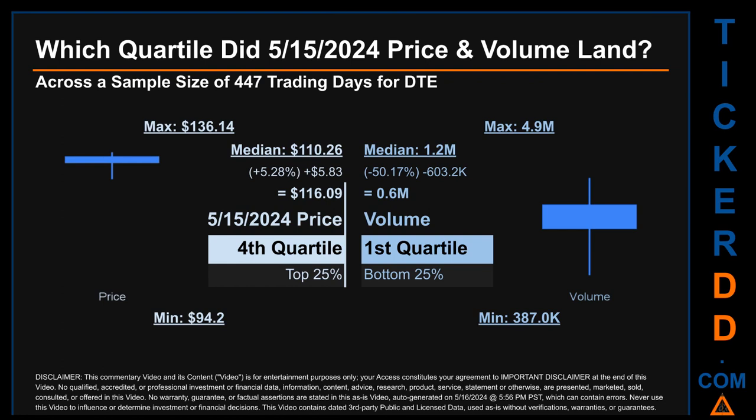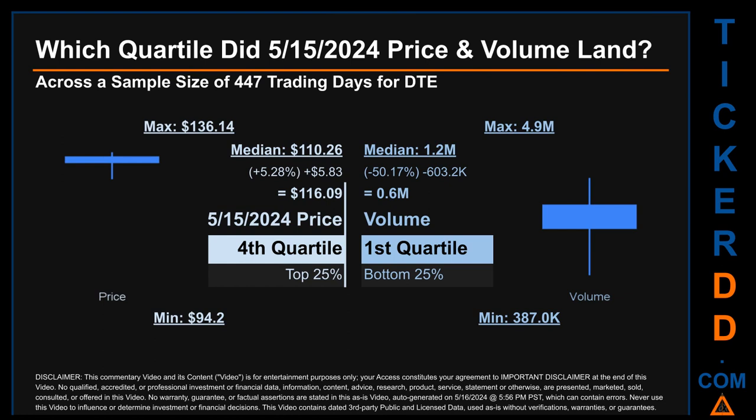The day's volume landed within the first quartile, at the bottom 25% of all sampled daily volume, which saw a max daily volume of 4.9 million and a minimum of 387,000. Quartiles tell us about the spread of a data set by breaking that data set into quarters, just like how the median breaks the set into half.